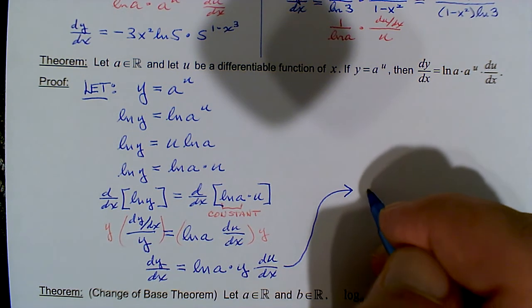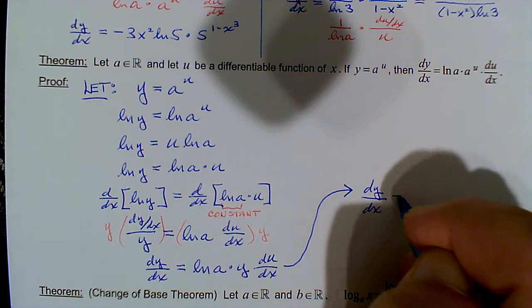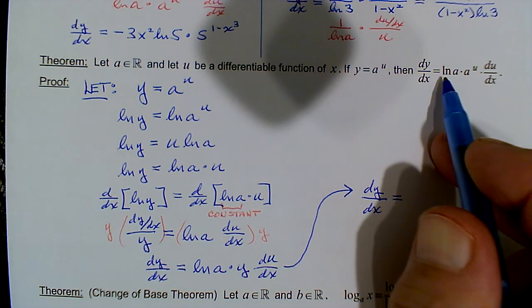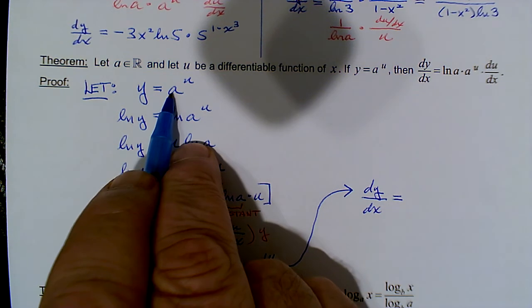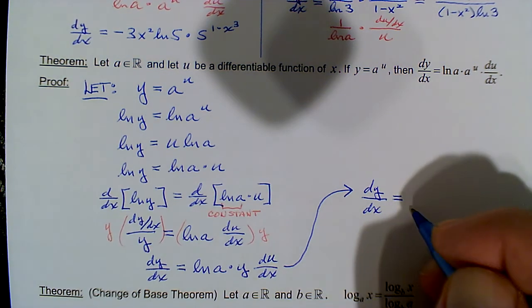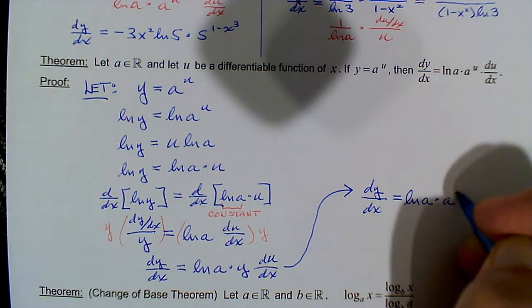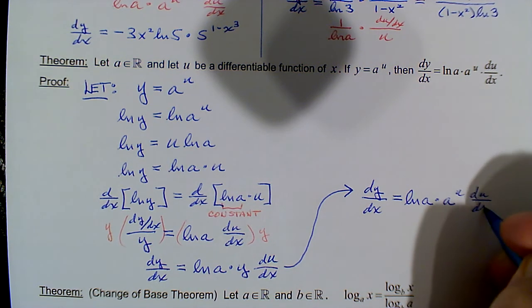Last step is your back substitution, and that's the way the formula was written, with the a to the u between the natural log of a and du/dx, and that's what y is, a to the u. So we get natural log of a times a to the u, and then our du/dx. Okay, and that would end the proof.